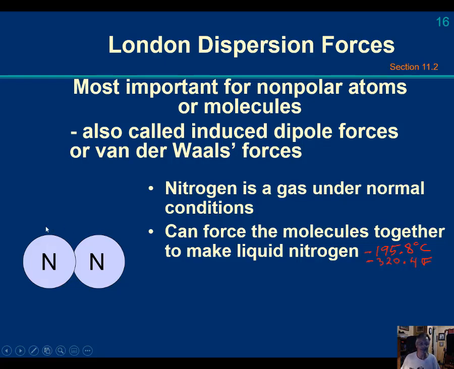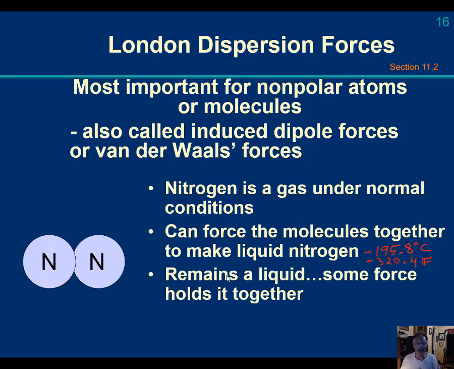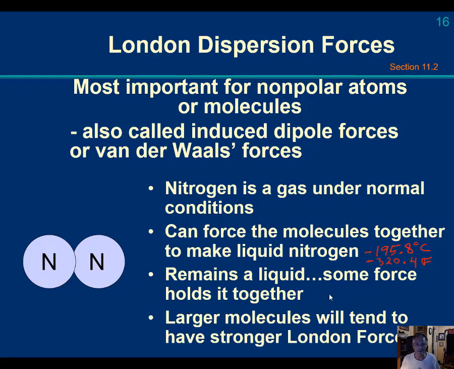So you really have to get nitrogen very cold in order to get those molecules to slow down enough to stick together. So if it's going to remain a liquid, there has to be some force that holds it together, and that's going to be London forces. Larger molecules tend to have stronger London forces, and so will have higher boiling points. So you can have nonpolar molecules that are larger, which will have higher boiling points than nitrogen does.